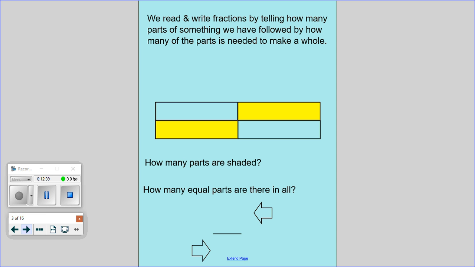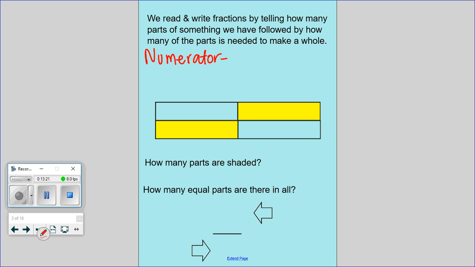We read and write fractions by telling how many parts of something and then how many parts are needed to make a whole. We're going to need some space, so if you're running out of space on your paper, go to the next page. I'm going to let you guys solve that problem. That's a problem you can solve. Go ahead and write that top sentence on the next page, or if you have more space, you can write it down at the bottom.